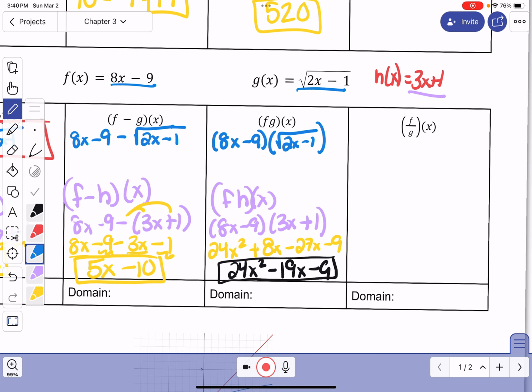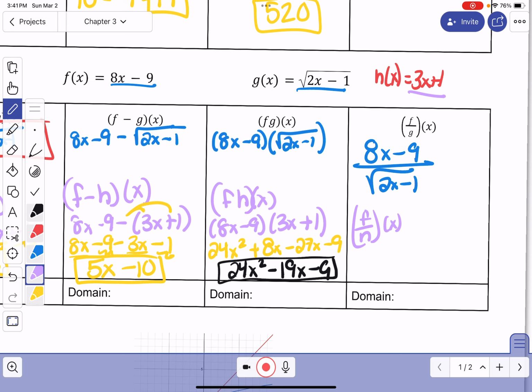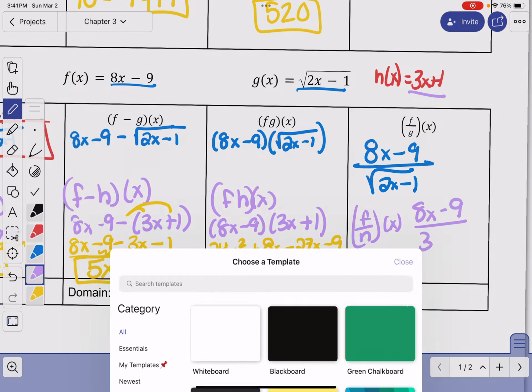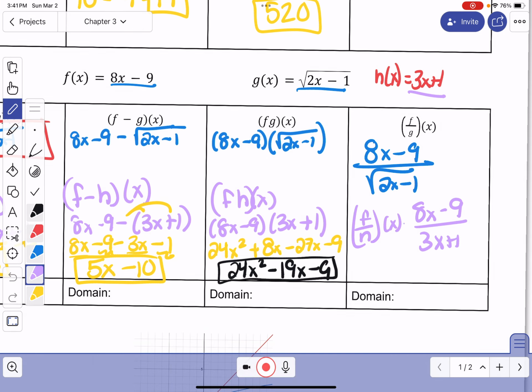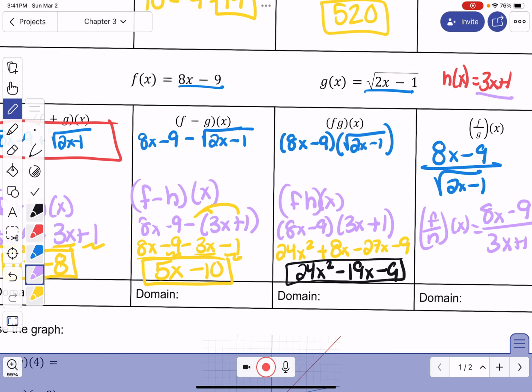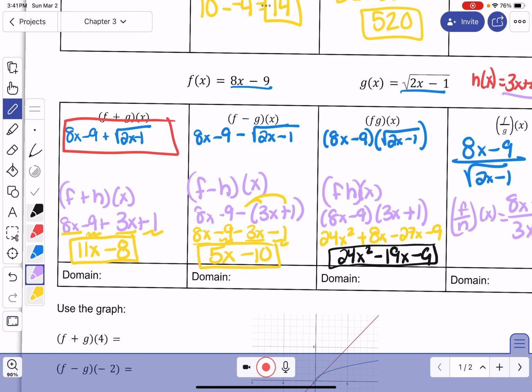And then lastly, our f over our g. So we would take f and put it on top of g. There's no simplifying that would make that pretty, so we'll stop. And then if we did f over h, it would be 8x minus 9 over 3x plus 1, which also has no way to divide and make it pretty, so we'd stop there. So those are your operations.